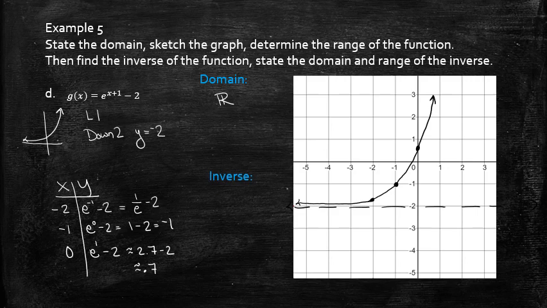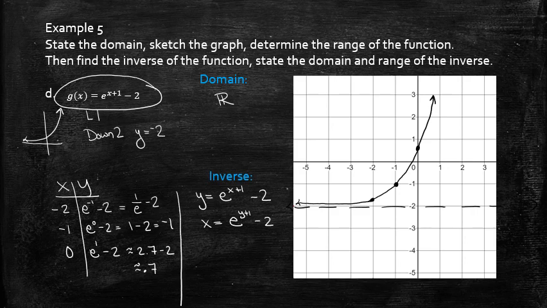Okay, so now to find the inverse. So we're starting with an exponential function, so its inverse will be a logarithmic function. Okay, so let's replace that g of x with a y. So I have y equals e to the x plus 1 minus 2. Switch x and y. x equals e to the y plus 1 minus 2. Let's add the 2 over. So I need to write this as x plus 2 equals e raised to the y plus 1 power. So we have to add that 2 over first.